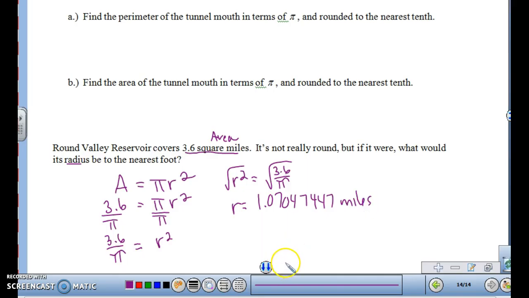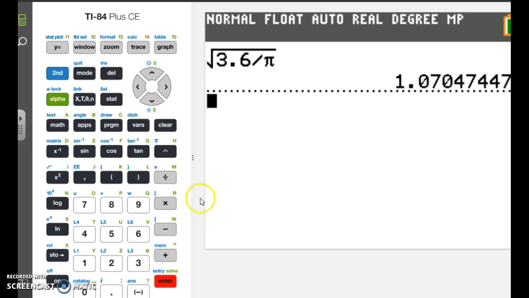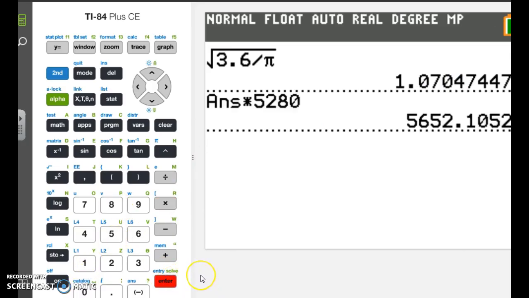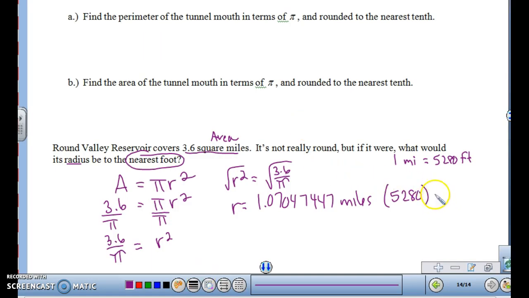Okay, but what would its radius be to the nearest foot? Well, if this is in miles, we have to know how many feet this is. Remember, 1 mile is equal to 5,280 feet. So what do we do with this? We multiply it by 5,280. So I would take this answer, grab your calculator, multiply it by 5,280, and we get 5652.1052. So to the nearest foot would be 5,652 feet. And that is your answer.